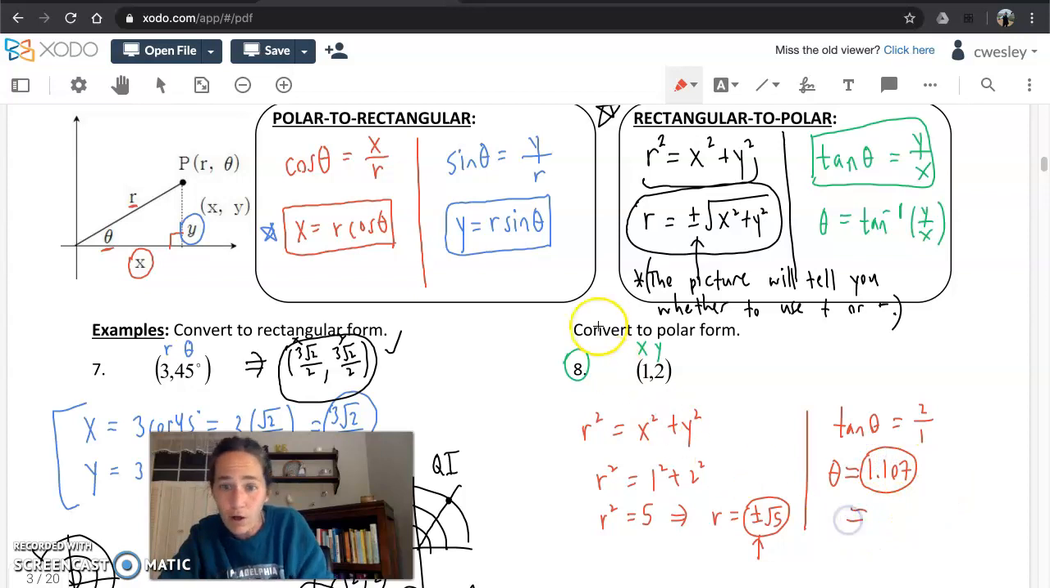Degrees aren't wrong. It didn't say we couldn't answer in degrees. So if you type this in degree mode, just to get a sense of what quadrant you're in, 63.4 degrees is also going to be good for theta.